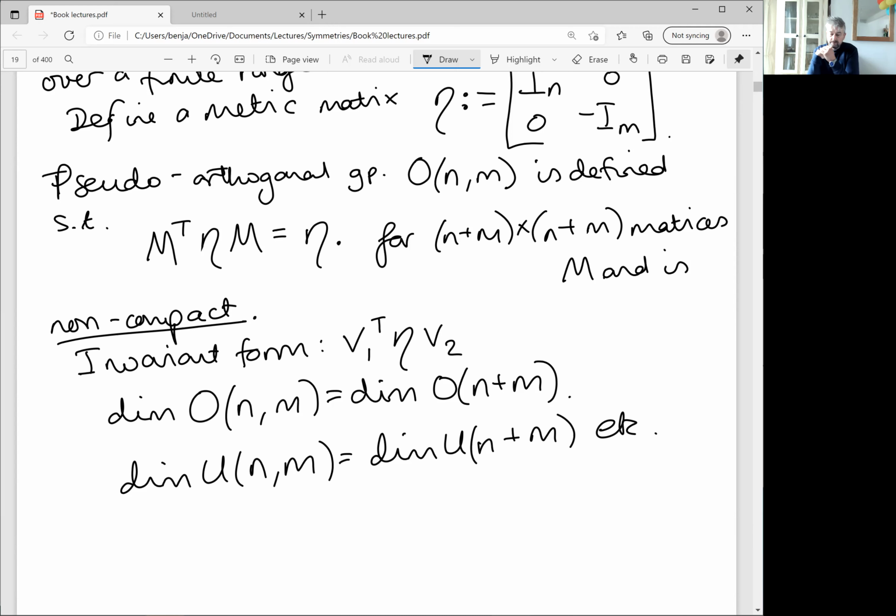One of the reasons these pseudo-orthogonal groups are important to us is that Lorentz transformations can be described in terms of groups. The Lorentz group in special relativity is a pseudo-orthogonal group.